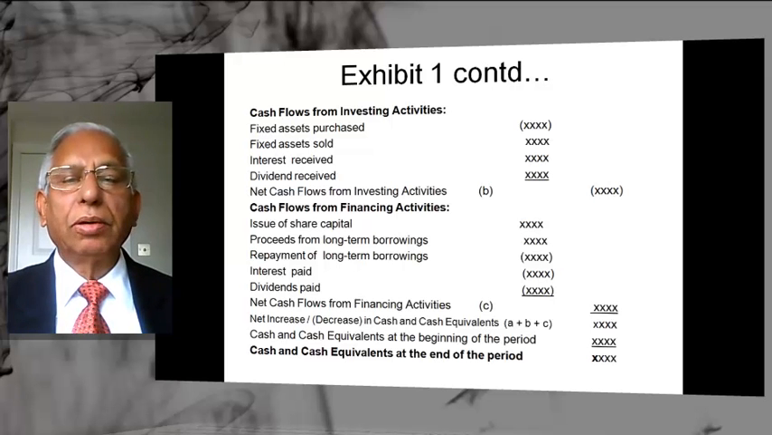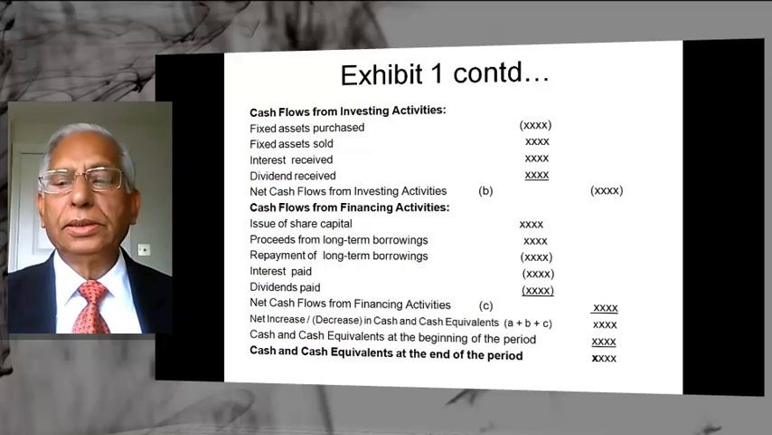Then proceeds from long-term borrowings. This will also result in inflow of cash. But if we make repayment of long-term borrowings or loans, then it will be an outflow. That's why it is written in the bracket. Interest paid, that is also your outflow. Dividends paid, that is also your outflow. Total of this is identified as net cash flows from financing activities, identified as segment C.